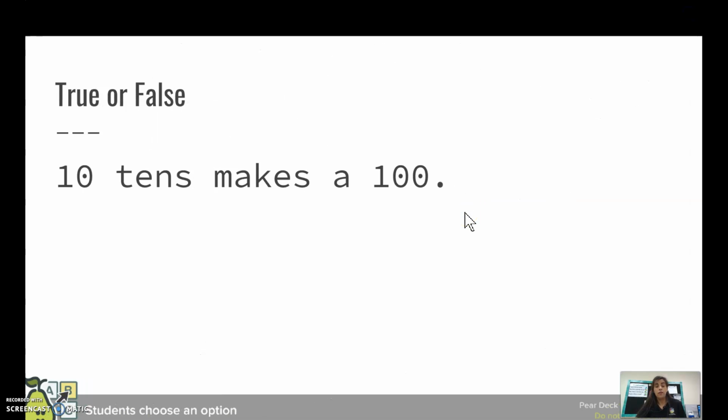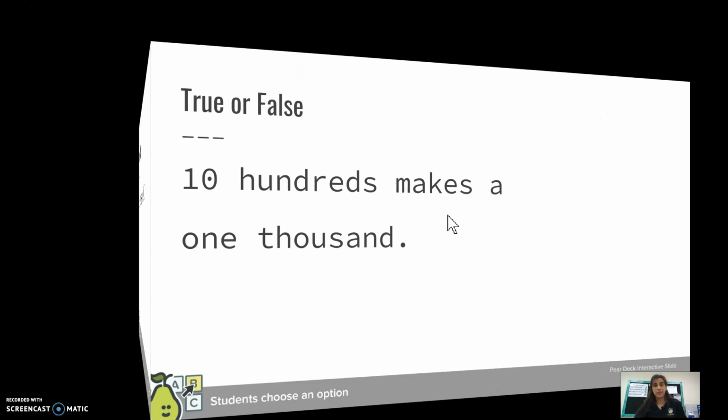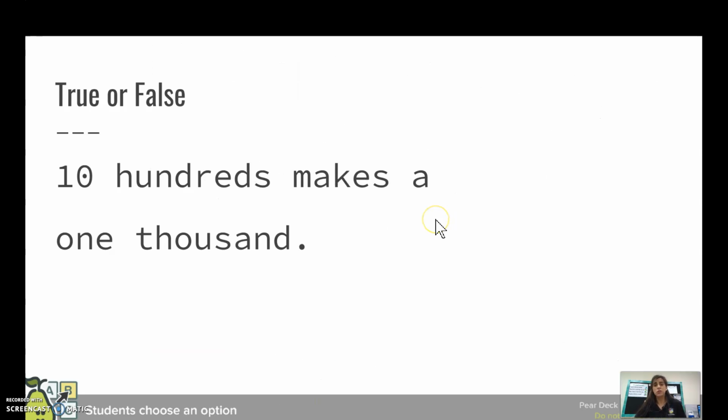Okay, so true or false? 10 times makes 100. So hopefully you're giving me a thumbs up, because that will be a true statement. True or false? 10 hundredths makes 1,000. So that's the part where we will count it orally.